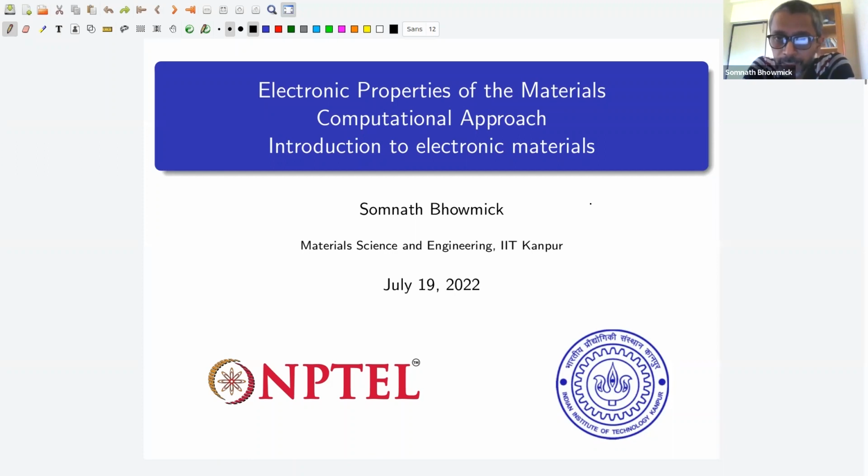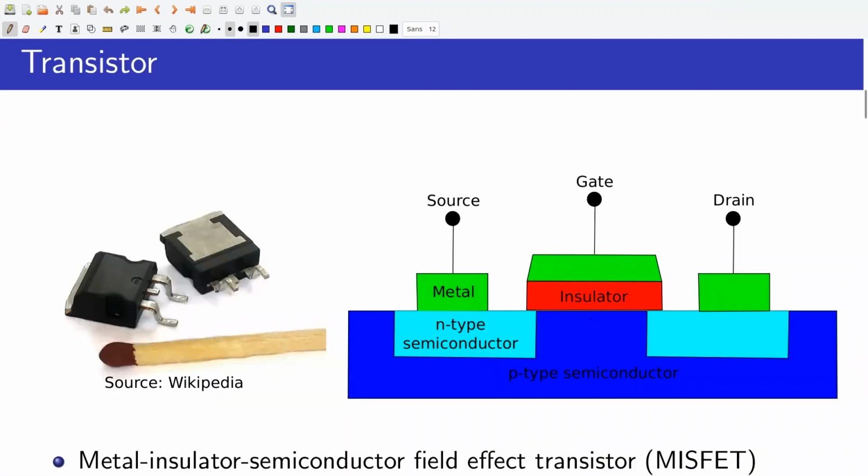Welcome to the first lecture of the course on electronic properties of the materials. In this lecture, I shall briefly explain the scope of the course. Let me start by showing a transistor, which is one of the basic building blocks of modern electronics. In particular, I am going to talk about metal insulator semiconductor field effect transistor.